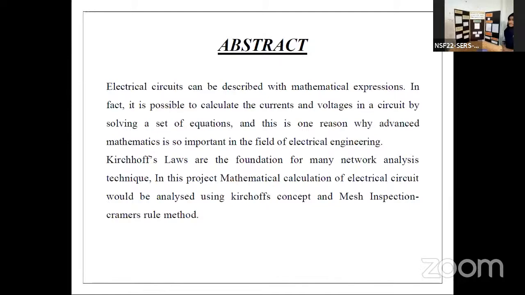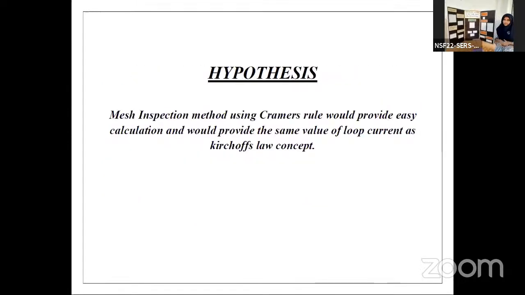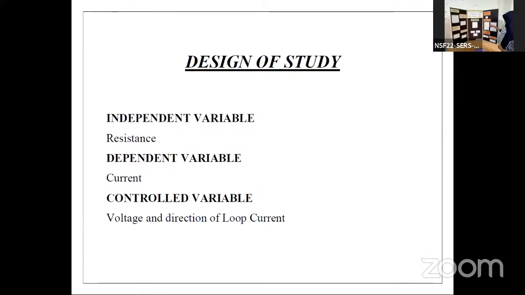My hypothesis is that Kirchhoff's law is much more complicated when it comes to solving circuits. So I have found a new way to solve the circuit and find loop currents, that is the mesh inspection method using Cramer's rule. My procedure has two methods, one is Kirchhoff's law and the other is the mesh inspection method using Cramer's rule.